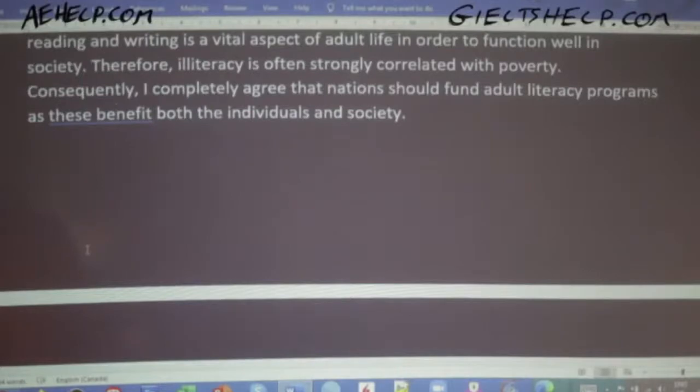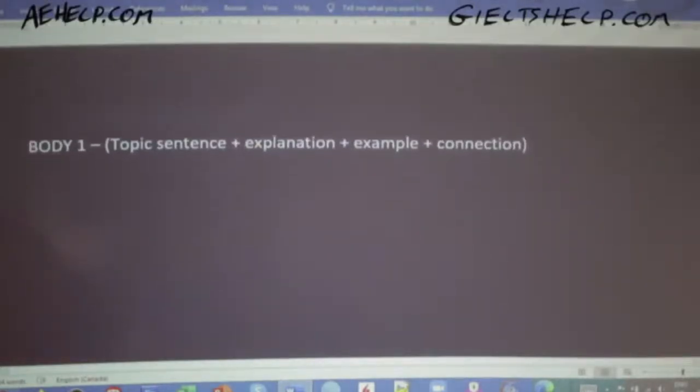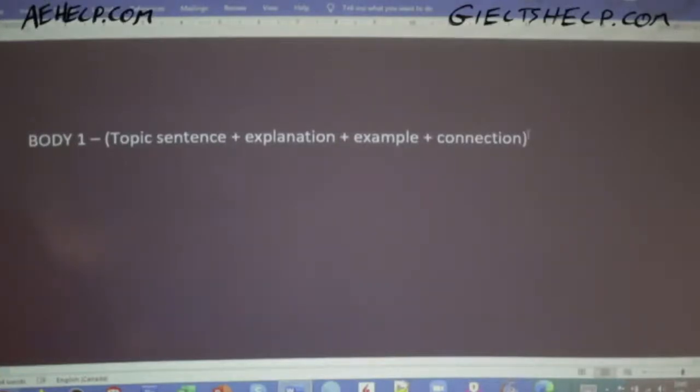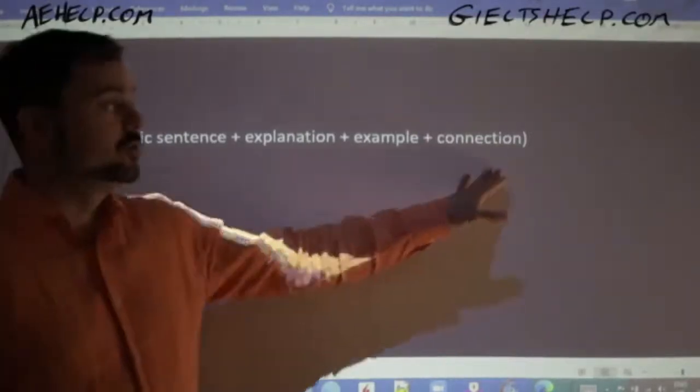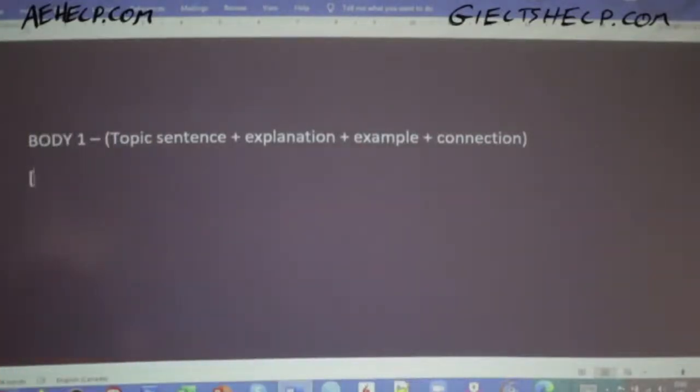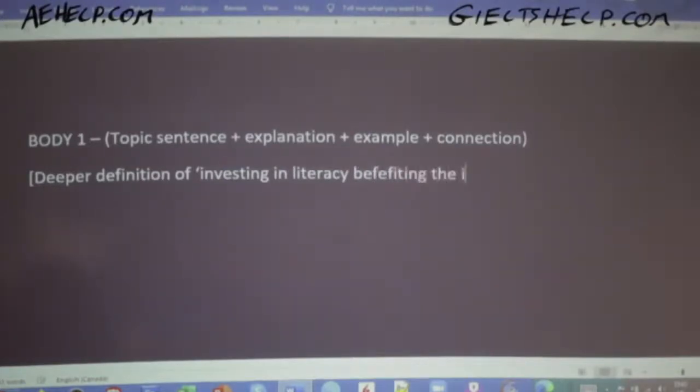Okay. All right, so let's go to the body paragraph. So body paragraph, we need a topic sentence. The topic sentence is going to be about literacy programs benefiting the individual. So here we need a deeper definition of literacy, or investing in literacy, benefiting the individual. Okay, so that's what we want to define or clarify further for our reader in our topic sentence.